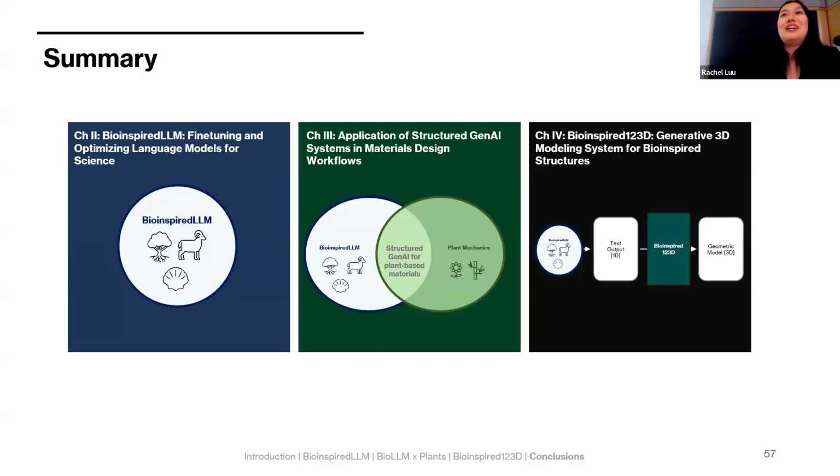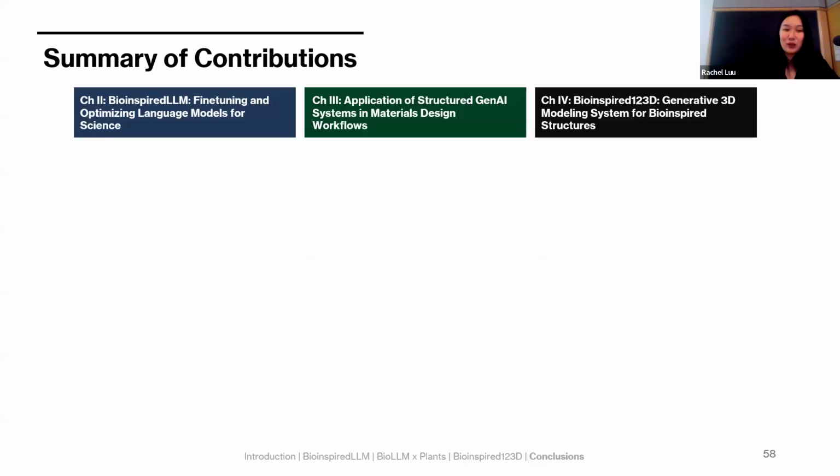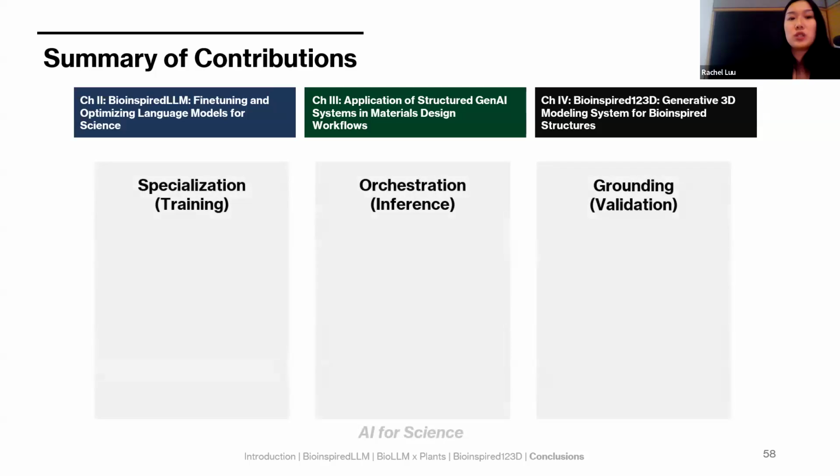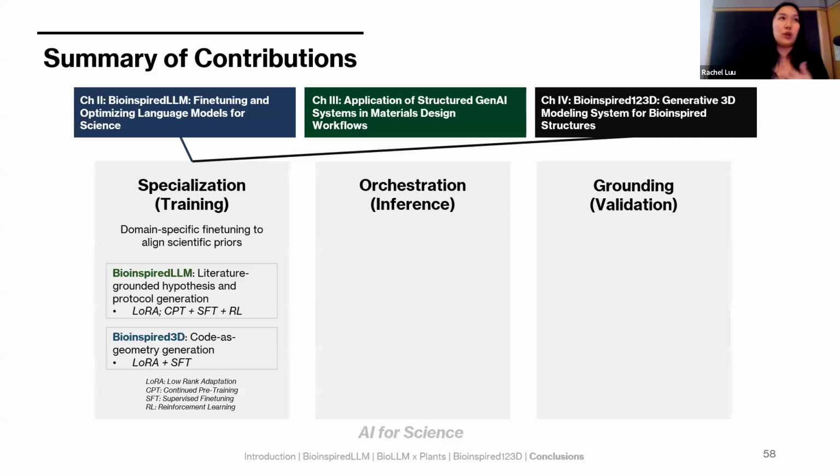And you might be wondering, okay, that's cool, Rachel, but that's all about biological materials, and what does this mean for science? That was my next main takeaway. After working on all these projects, I was thinking about the patterns we were seeing in how we could approach Gen AI for science. And I really think it breaks down into three categories, or pillars. The first is the specialization or model training phase, which shows up in chapters 2 and 4, where we're building out these domain-specific models, bio-inspired LM and bio-inspired 3D.